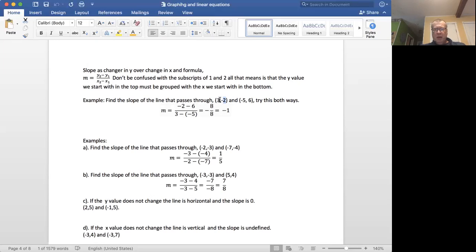And in the bottom, this is where it counts. Okay, if I start with the -2 up here, I have to start with what it's grouped up with in the ordered pair, which would be the 3. If I started with the 6 up here, I would have to start with the -5 down here. Okay, so that means we have 3 minus a -5, because remember that subtraction just doesn't go away because it's a negative number. That gives us -8 over 8, or -1. Always reduce the slope if you can. If it can be reduced, reduce it.